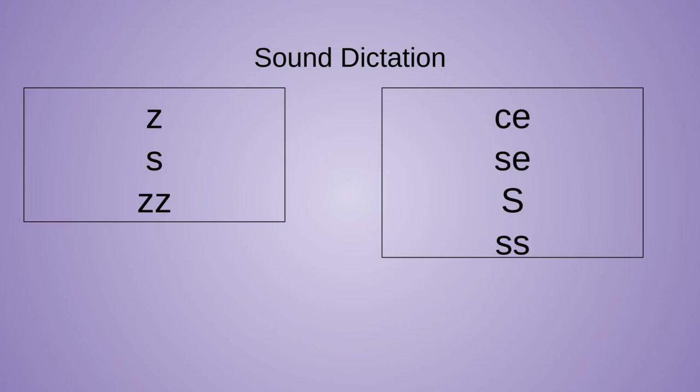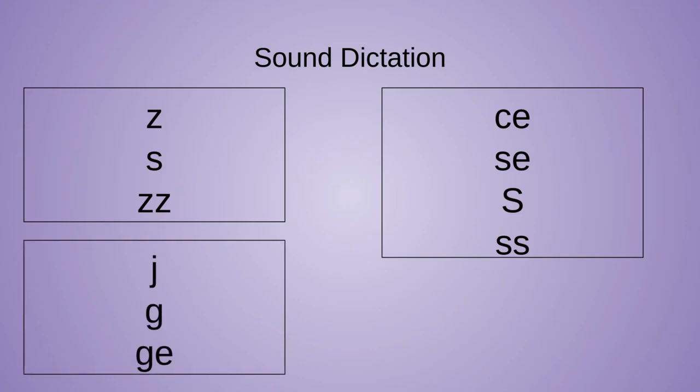Okay, number 7. Ready? There are 3 ways to spell the sound J. That sound again is J. J, G, and GE all say J.